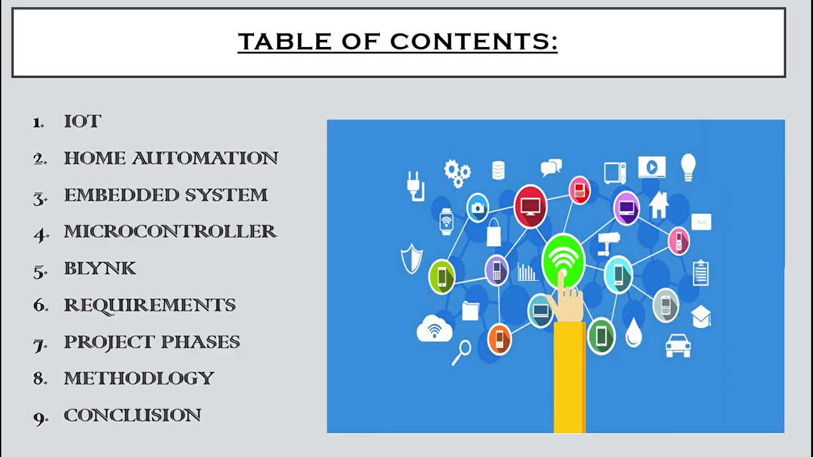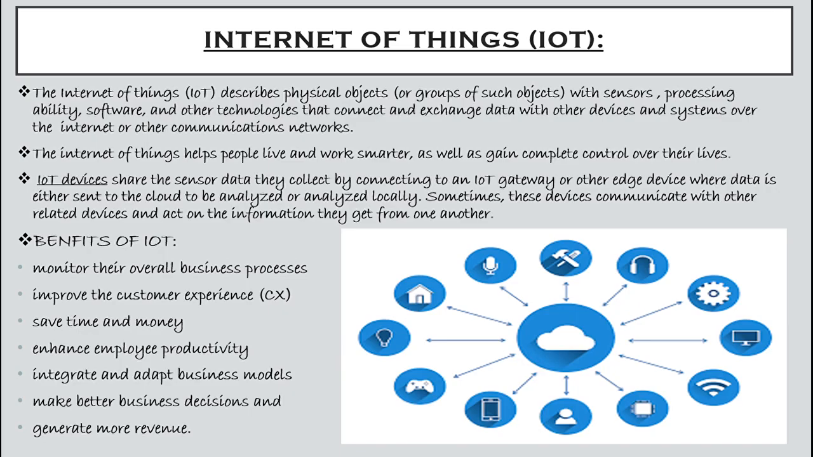My project is based on IoT and home automation, and the system uses an embedded system that includes a microcontroller, and a user interface application, Blynk. It covers the requirements for the project, the project phases, the methodology of the project, and the conclusion. Let's see what IoT is.